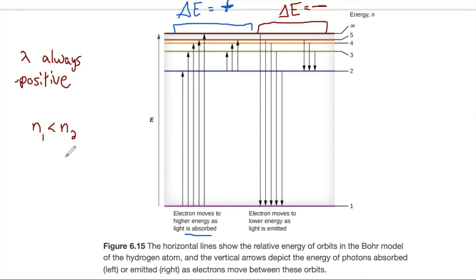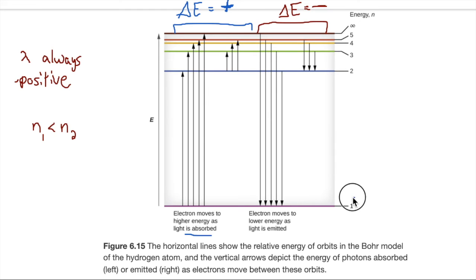Remember that formula we talked about in section 1 always had to have n1 smaller than n2 so that the wavelength could always end up being positive. And the same thing is true here. The wavelength and the frequency of the photon being absorbed are positive numbers, but if the change in energy is positive, those photons are being absorbed. If the change in energy is negative, those photons are being emitted.